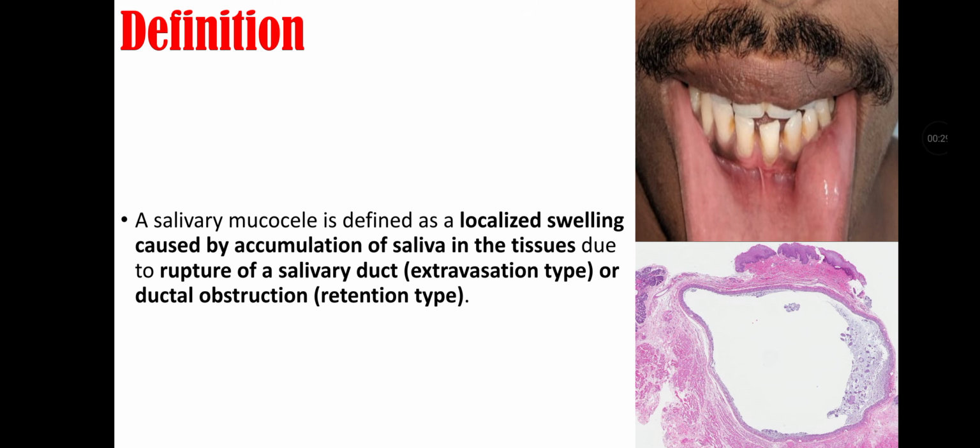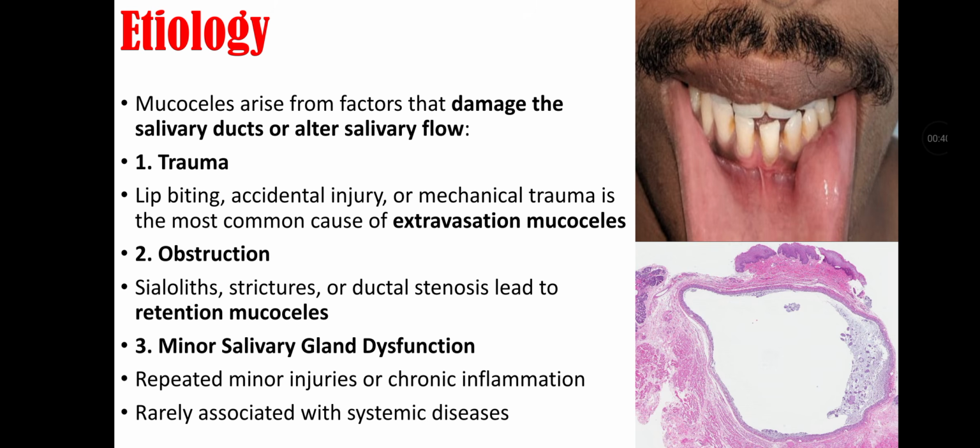Definition of mucocele. Salivary mucocele is defined as a localized swelling caused by accumulation of saliva in the tissue due to rupture of salivary duct, that is extravasation type, or ductal obstruction, that is retention type.